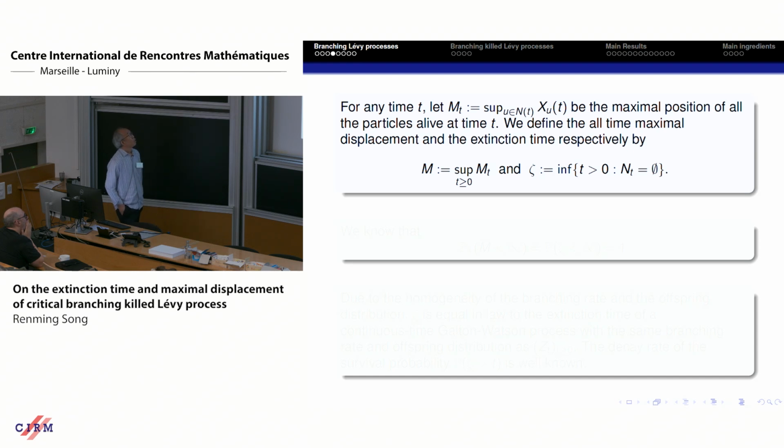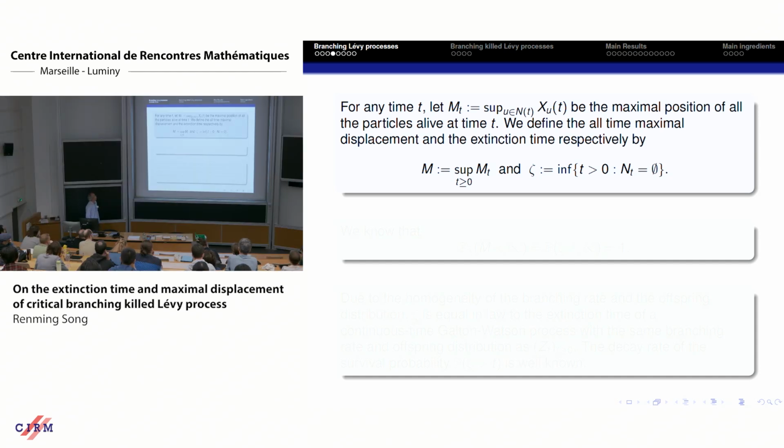For any time t, let Mt denote the maximal position of all the particles alive at time t. Because we're dealing with the critical case, you can define the all-time maximal displacement. We're also going to define the extinction time this way. So capital M is the all-time maximal displacement, and zeta is the usual notation for the extinction time. Because we're dealing with the critical case, you know that the all-time maximal displacement is always finite, and the lifetime is finite.